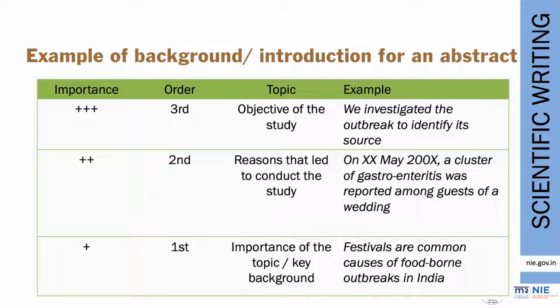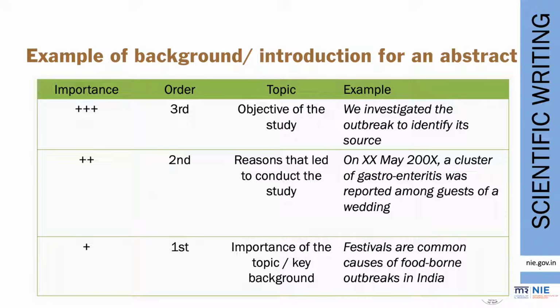But as we had seen in the previous slide, you know that the most important aspect of the abstract introduction section is to make the reader know what is the objective of your study. So if the word limit does not permit you to write 3 lines in the background section, then the one line that you must give related to this outbreak investigation is the objective of the study. That states, we investigated the outbreak to identify its source.